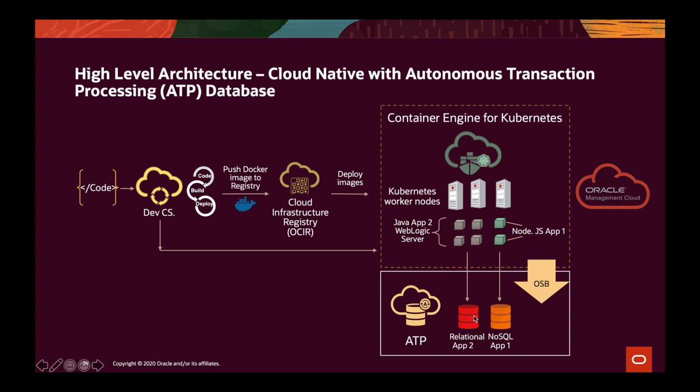Once you have coded your application using Developer Cloud Service, you can build a Docker image of that application, push it to a cloud infrastructure registry, and then deploy that app into Oracle Kubernetes Engine. This approach can be used to build all your microservices. And with Open Service Broker for Oracle Autonomous Transaction Processing Database, you can manage the lifecycle of your Oracle database. Each microservice can be written using the language of your choice and can have its own pluggable database for storing different data types. And with Oracle Management Cloud and other open source services like Prometheus and Grafana, you can manage all of this setup very easily.